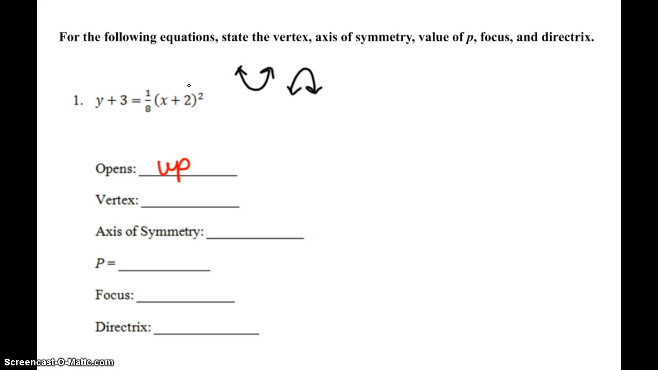Alright, and the vertex, remember from the formula, this is h comma k. You will be given the formula, y minus k equals 1 over 4p times x minus h squared. This formula will be given to you. You'll just have to know that this is a vertical parabola. So the vertex here will actually be -2, comma -3.